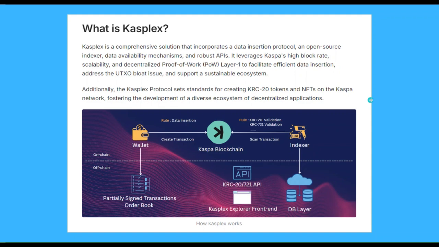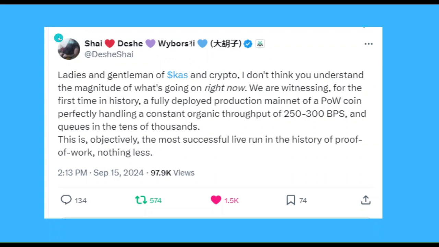But what was really important about this launch was a proof of concept for KAS, a real test for the machine to show how it worked. So Shai Deshe, one of the creators of Kaspa, wrote this tweet then and just said, "Ladies and gentlemen of KAS and crypto, I don't think you understand the magnitude of what's going on right now. We are witnessing for the first time in history a fully deployed production mainnet of a proof of work coin, perfectly handling a constant organic throughput of 200 to 300 BPS, which means blocks per second." Now, what he actually meant to say was TPS, so transactions per second, and queues in the tens of thousands. This is objectively the most successful live run in the history of proof of work, nothing less.